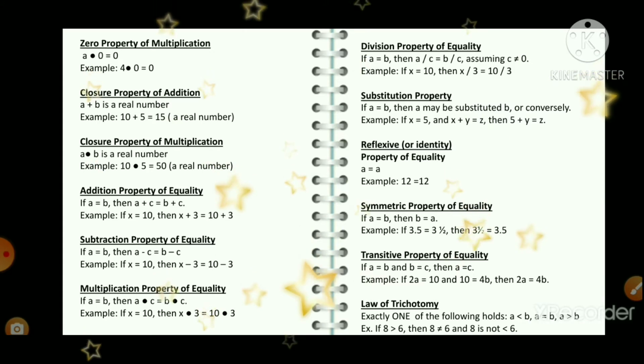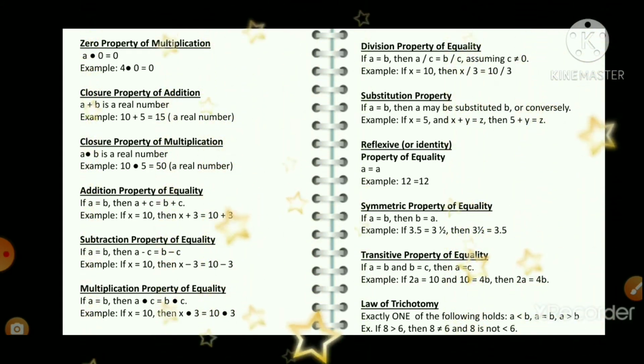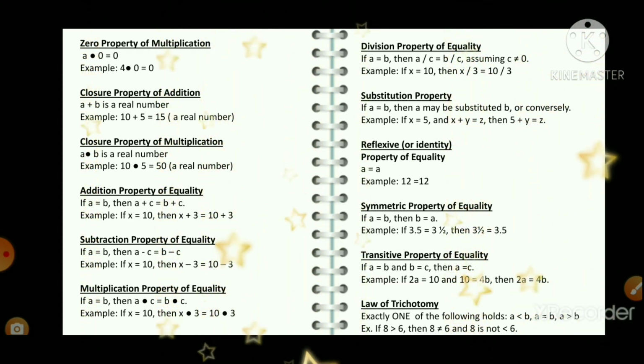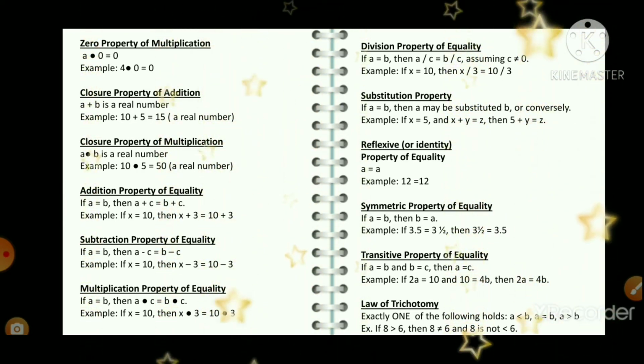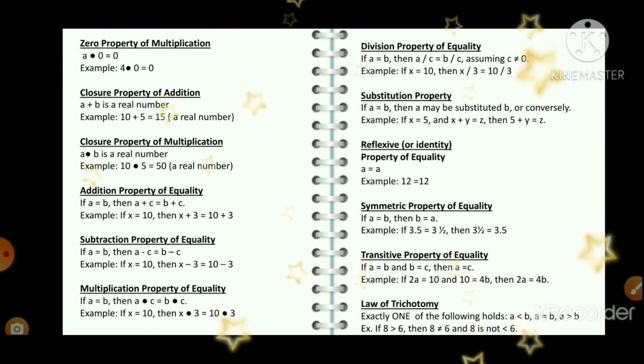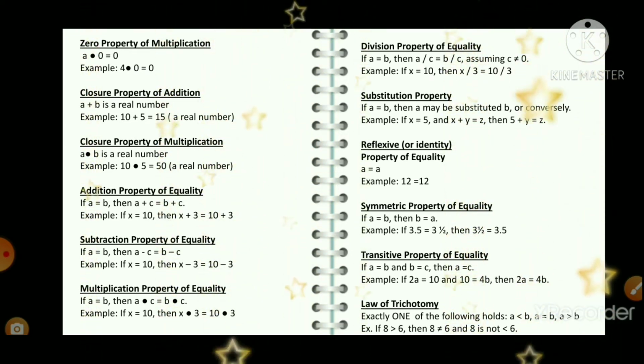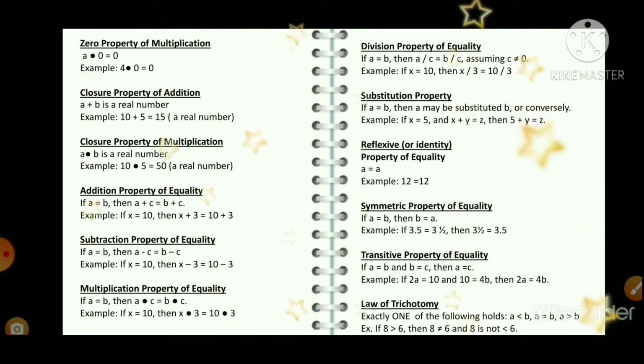Closure property of multiplication. A times B is a real number. Example, 10 times 5 is equal to 50. 50 is a real number also. Same as in addition, the product of any two real numbers is another real number.